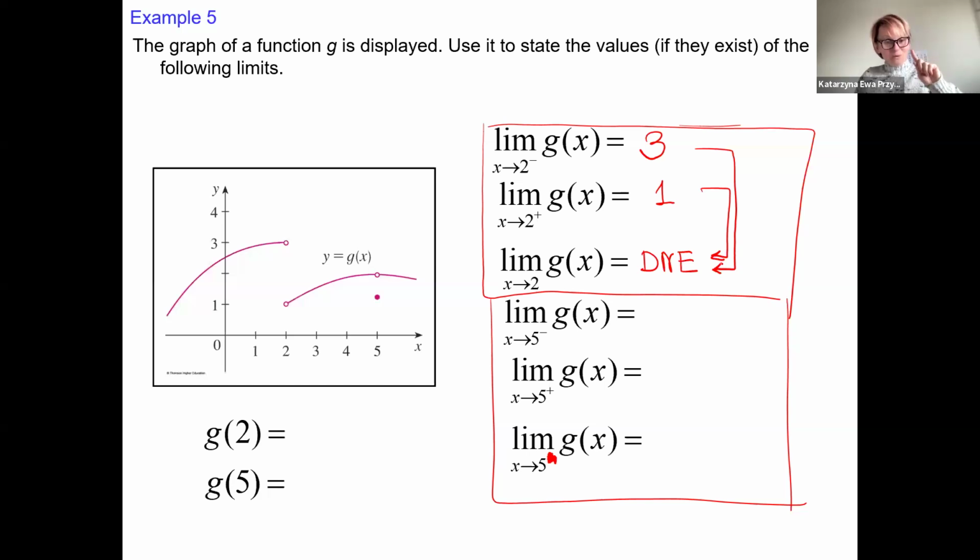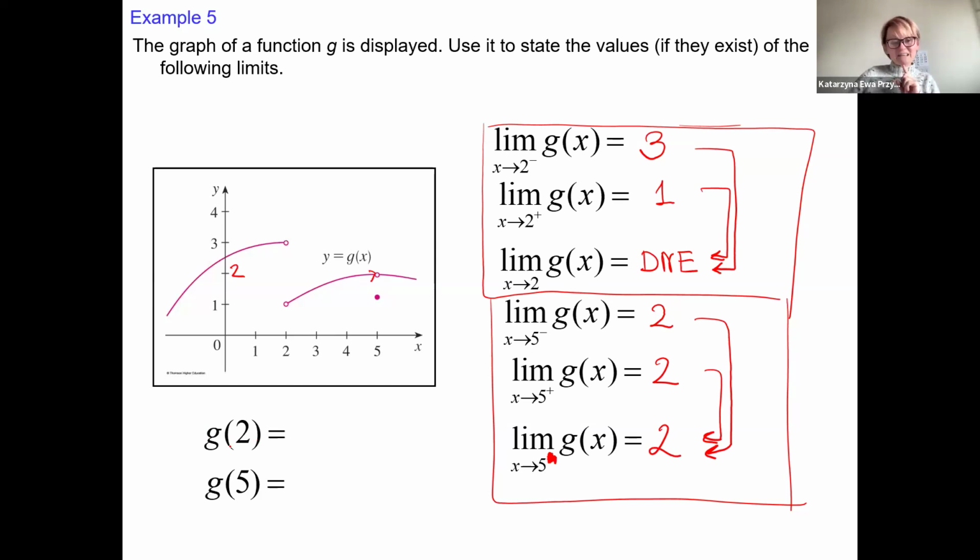What is happening with the graph, with the function, as x approaches 5 from the left-hand side? I think it's 2. And what about from the right-hand side? Yes, okay. You got it. And now, does the limit exist, entirely, as a whole? Yes, the limit exists. And this is also the justification. This is the proof.